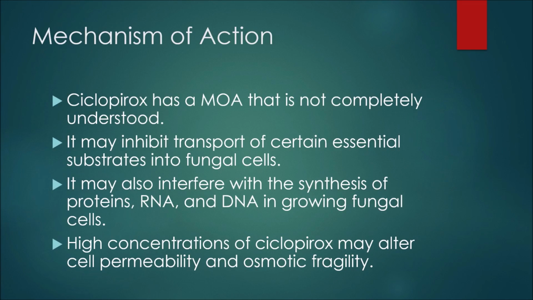So the first thing to discuss here will be the mechanism of action, or how this medication works. Ciclopirox has a mechanism of action that is not completely understood. However, we do know that it may inhibit transport of certain essential substrates into fungal cells. It may also interfere with synthesis of proteins, RNA, and DNA in growing fungal cells. And high concentrations of Ciclopirox may alter cell permeability and osmotic fragility.